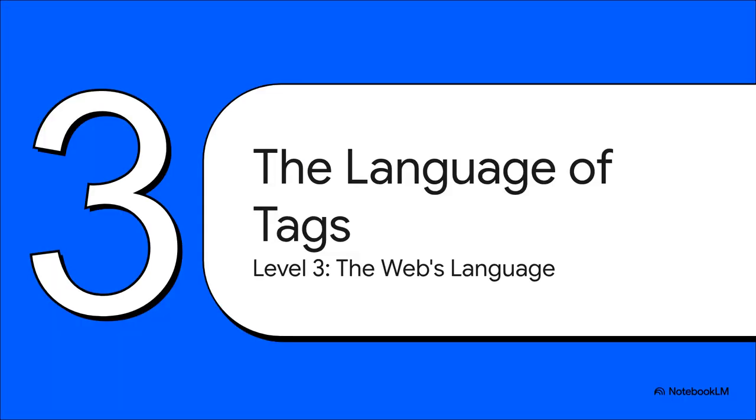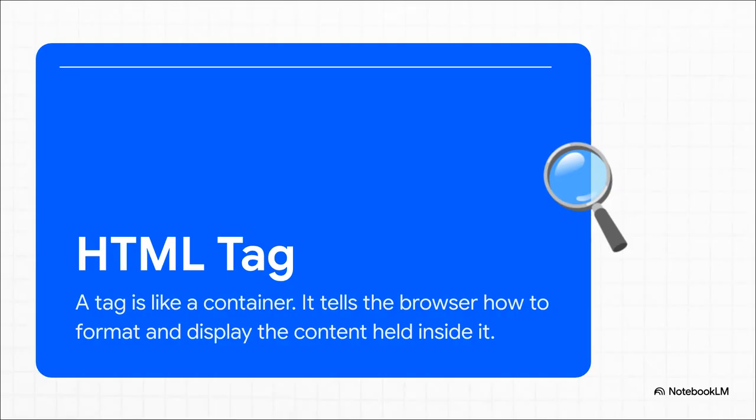All right, on to level 3, the language of the web. We've got our file, our foundation is set. Now it's time to actually learn the language it speaks. And that is the language of tags. So what in the world is an HTML tag? You know, the easiest way to think about it is just a container. It's like a labeled box. You put your content inside the box, and that label on the outside tells the web browser exactly what kind of stuff is in there and how it should show it on the page.